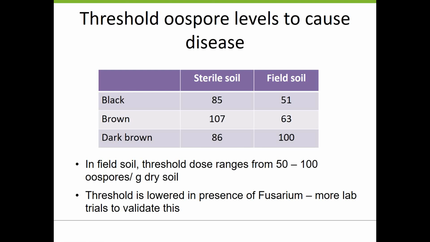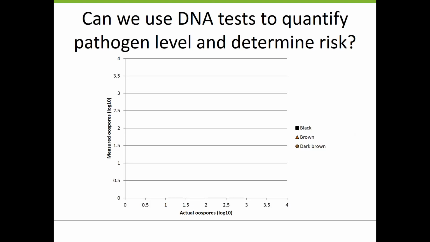And we are trying to do some more lab trials now to validate these differences in oospore inoculum doses if we're varying our fusarium dose as well, and how that changes your disease risk. And that's, again, to try and come up with a more precise method for quantifying disease risk and for developing a decision support system. So our next question was, okay, we know what our oospore threshold doses are. Can we use a simple DNA test from the soil to be able to measure these threshold doses? So I'm going to show you the results there.